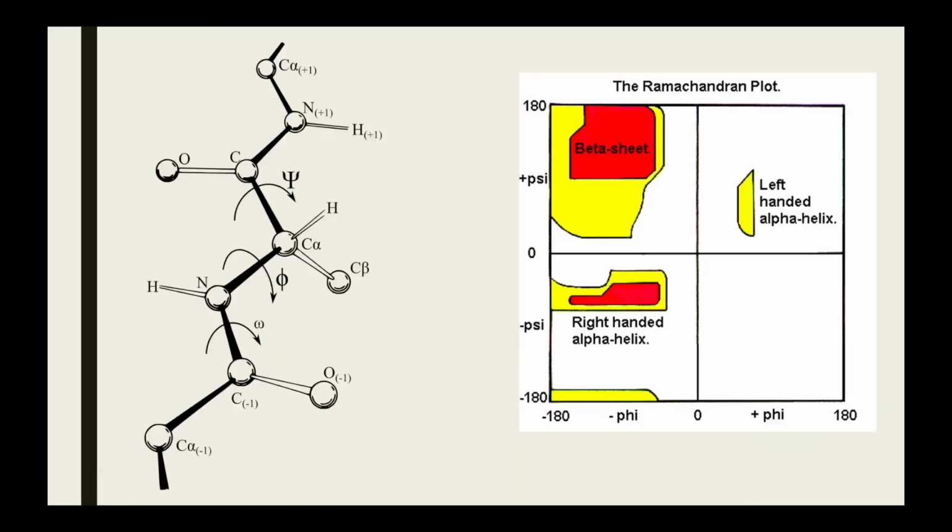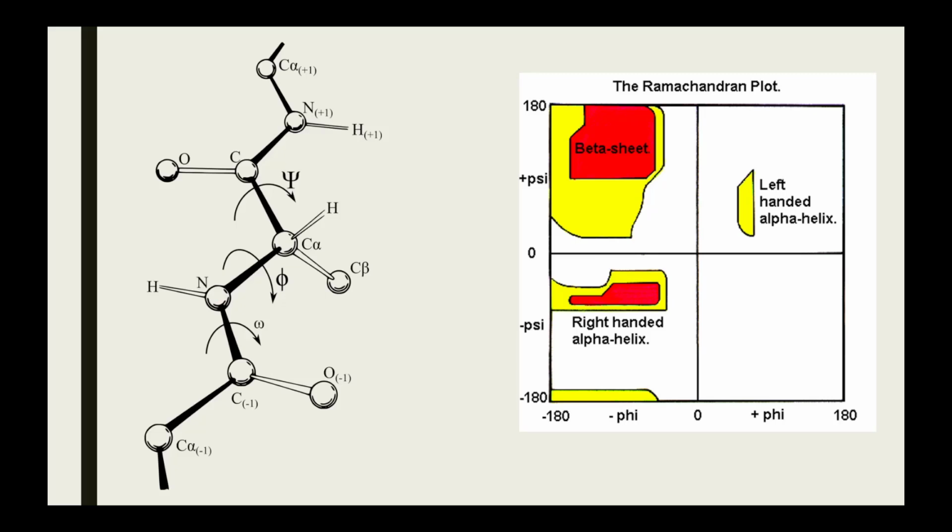Next comes the Ramachandran plot. As we have talked about the dihedral angles and the rotation of atoms around single bonds, that depends upon the R group and side chain.